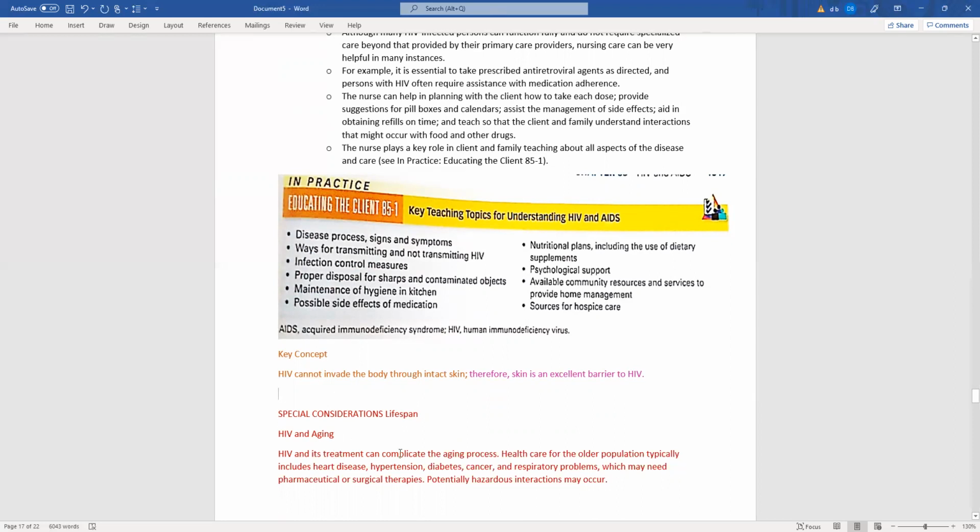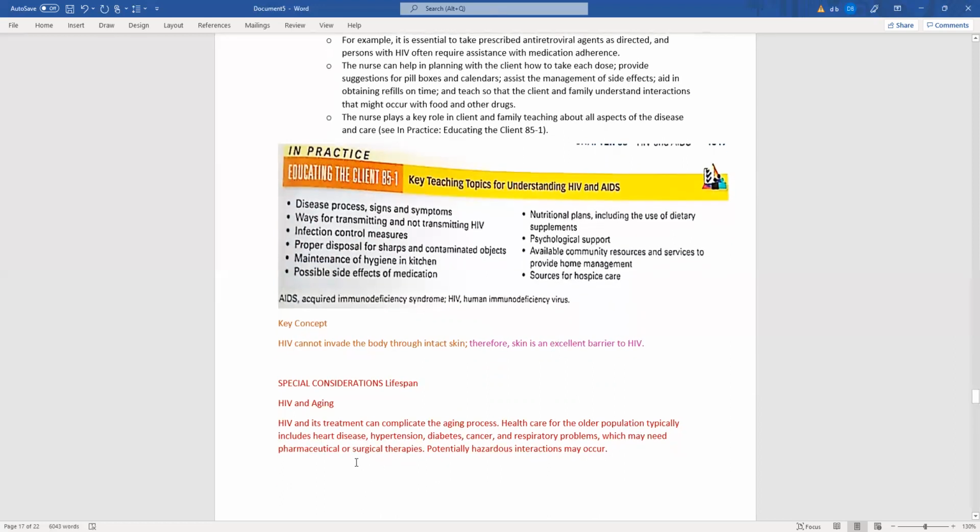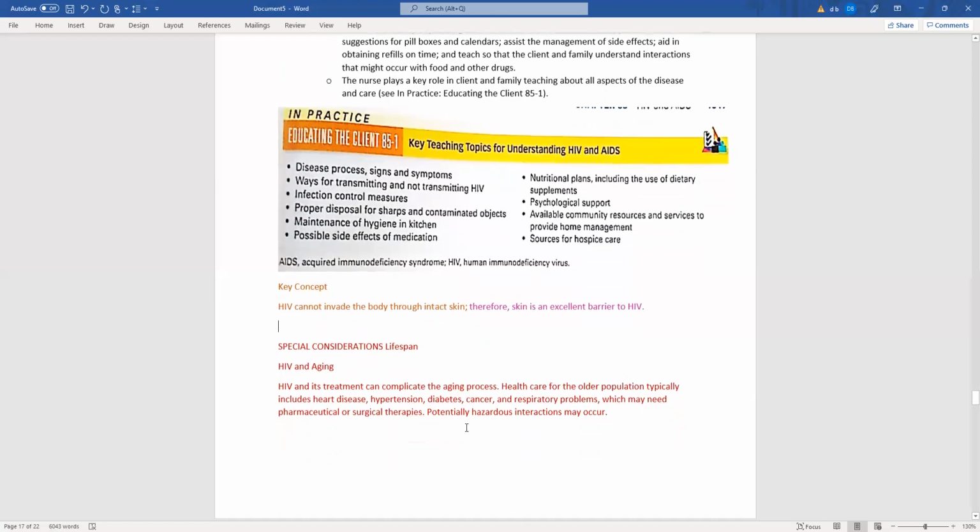So, special consideration, lifespan: HIV and aging. HIV and its treatments can complicate the aging process. Healthcare for the older population typically includes heart disease, hypertension, diabetes, cancer, and respiratory problems, which may need pharmaceutical or surgical therapies. Potentially hazardous interactions may occur. So just look over there and remember that HIV and its treatments can complicate the aging process.